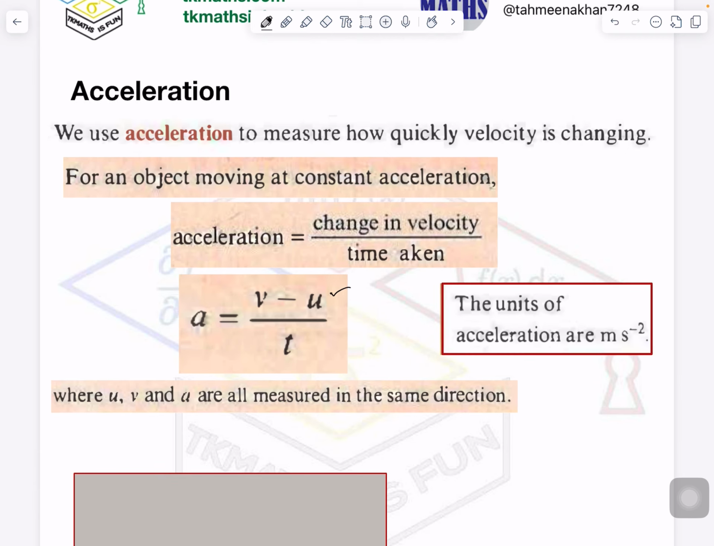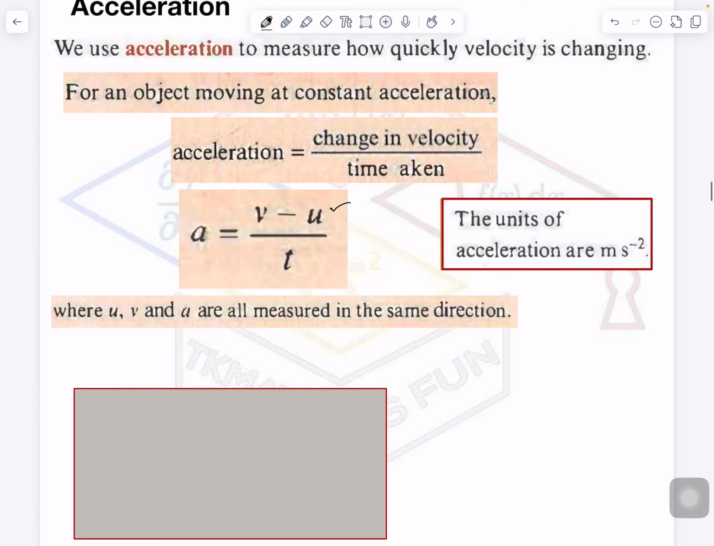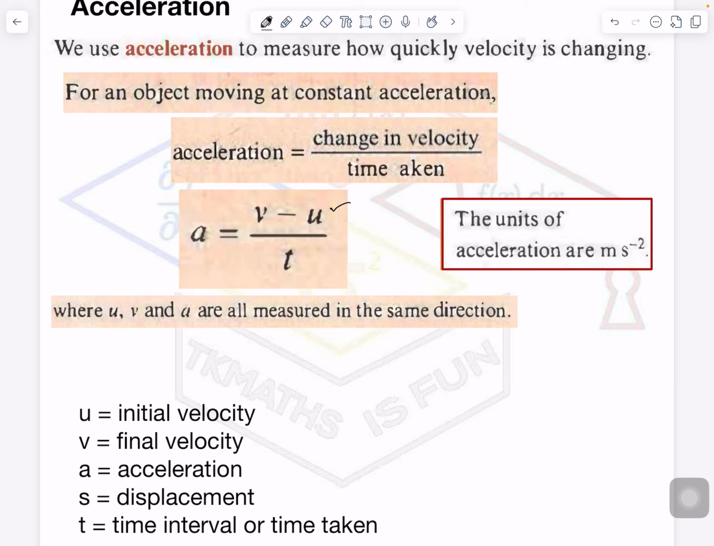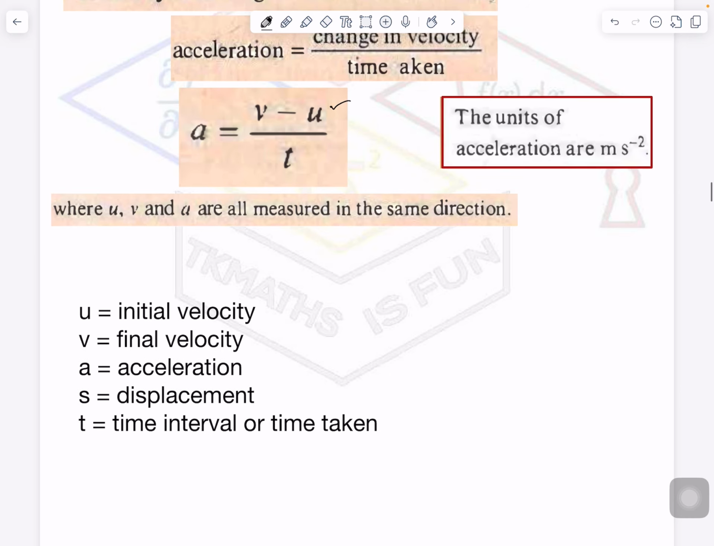Here u, v and a are all measured in the same direction. We have already discussed all this in the previous video. We will discuss it in free fall, which we have not done yet, so you will see the explanation in the video on free fall, which will be the next video. So here are the symbols used for initial velocity, final velocity, acceleration, displacement and time. You will understand when we use these symbols, these letters, rather.